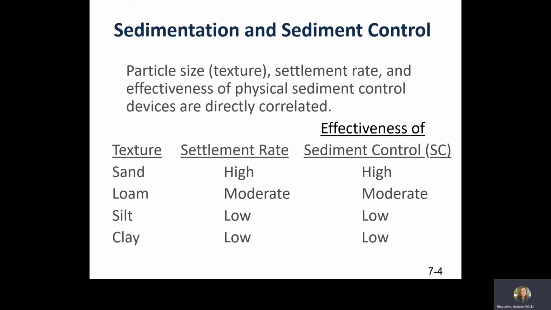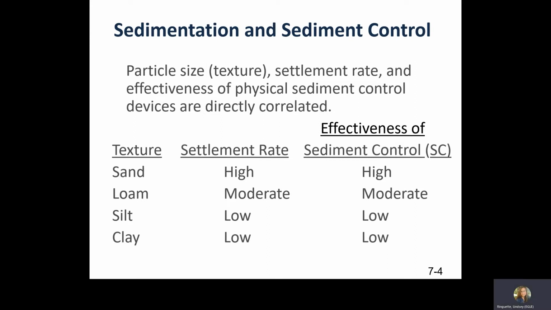Sand is the largest and heaviest particle, allowing it to settle out of the water column quicker and easier than any other soil texture. Therefore, sediment control measures work best on sand-sized particles. Because silts and clays are smaller in size and lighter, they tend to stay in suspension in the water column much longer and do not settle out very easy without the help of a polymer.